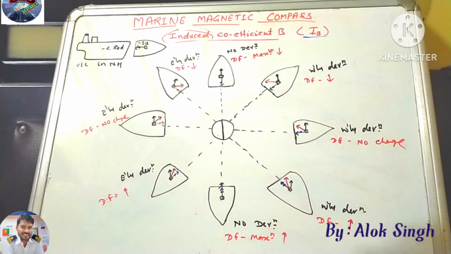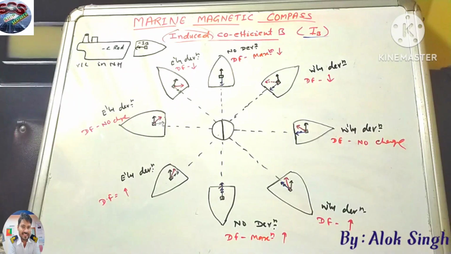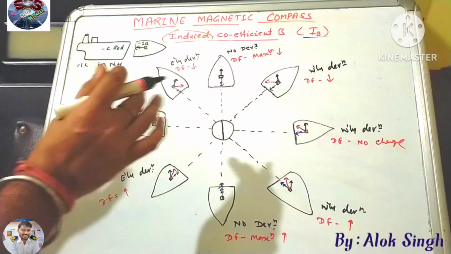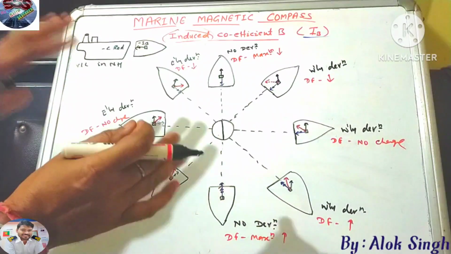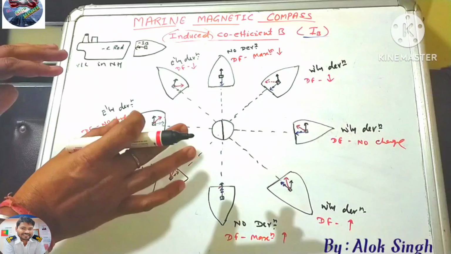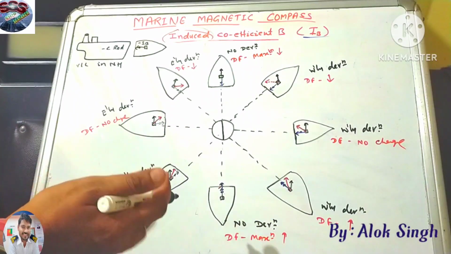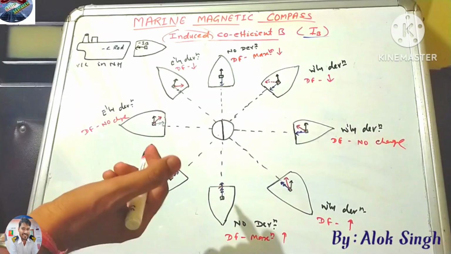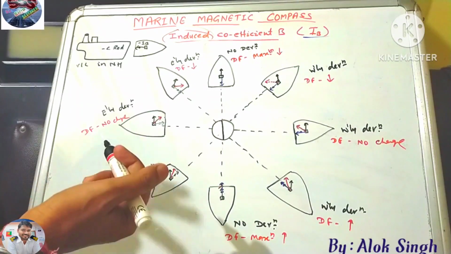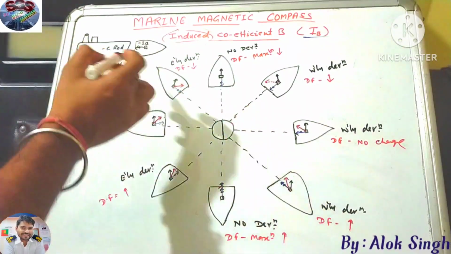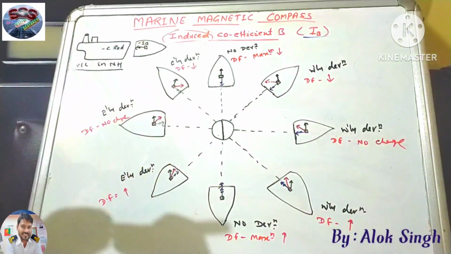So here now we are with the C rod. You just need to notice here, I have taken one example in which induced magnetism is forming. It is induced magnetism, so it depends on the vessel's position, where the vessel is. It is either at the equator, northern hemisphere, or southern hemisphere. For this one, I have taken the example that the vessel is in the northern hemisphere.